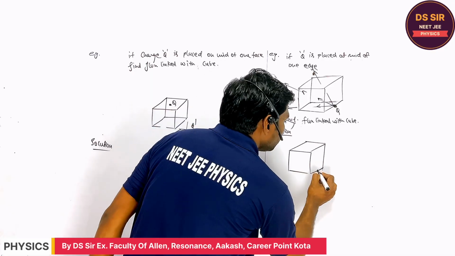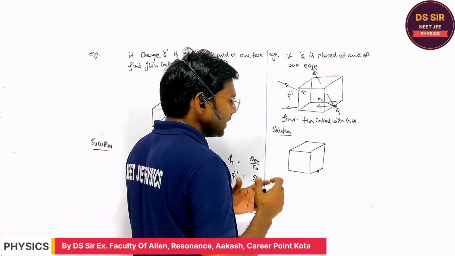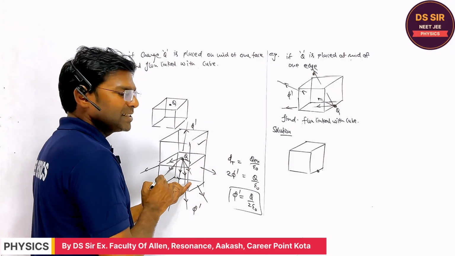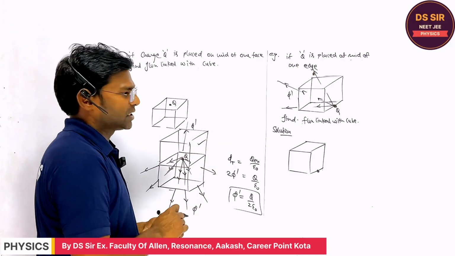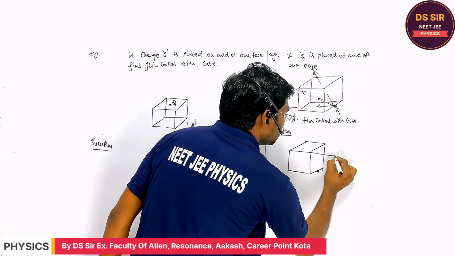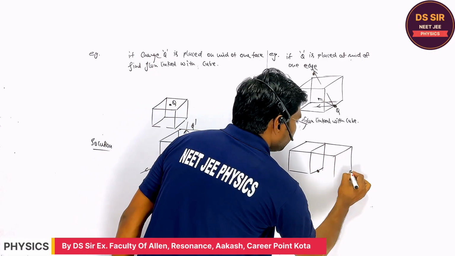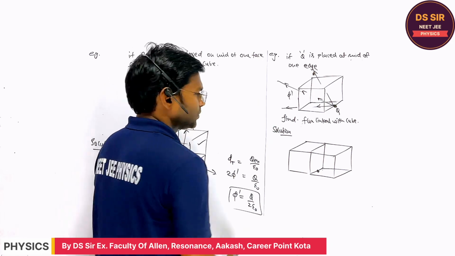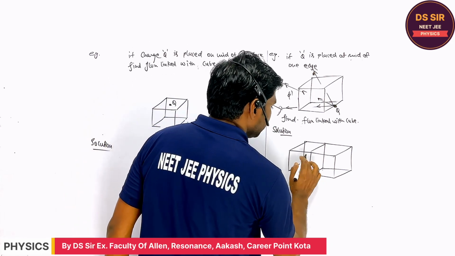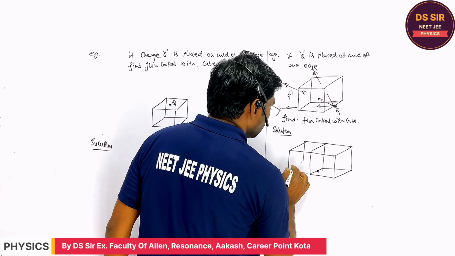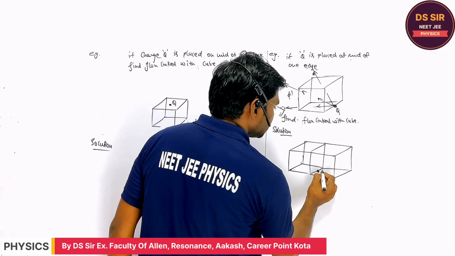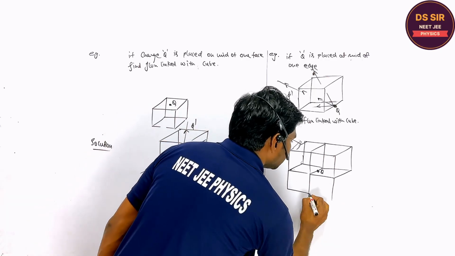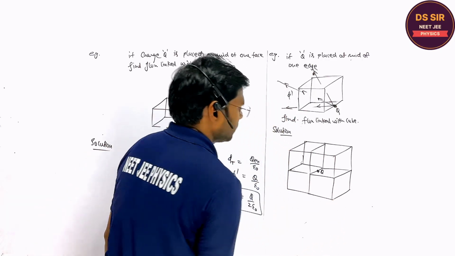So what you have to do is imagine 4 cubes. In the previous case, you imagined one cube just above the charge. If this is the charge q, you have to imagine 4 cubes like this, right? These are 2 cubes side by side. This is the charge q, and 2 cubes just below this, like this, fine.